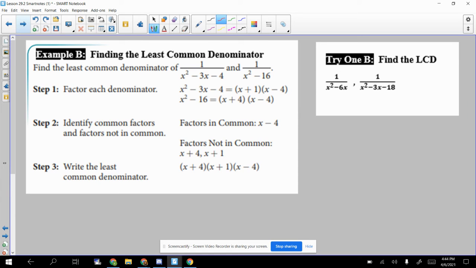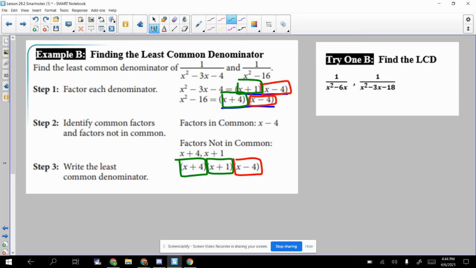So what you're going to want to do is factor each denominator, which they did here. So we have x plus 1, x minus 4, and we have x plus 4, x minus 4. Okay. So you're going to want to identify the factors that are in common. This x minus 4 is in common, and we're only going to write that once. So that becomes part of your least common denominator. But then you also want to identify the factors that are not in common, which would be this x plus 1 and this x plus 4. And those also become part of your least common denominator.